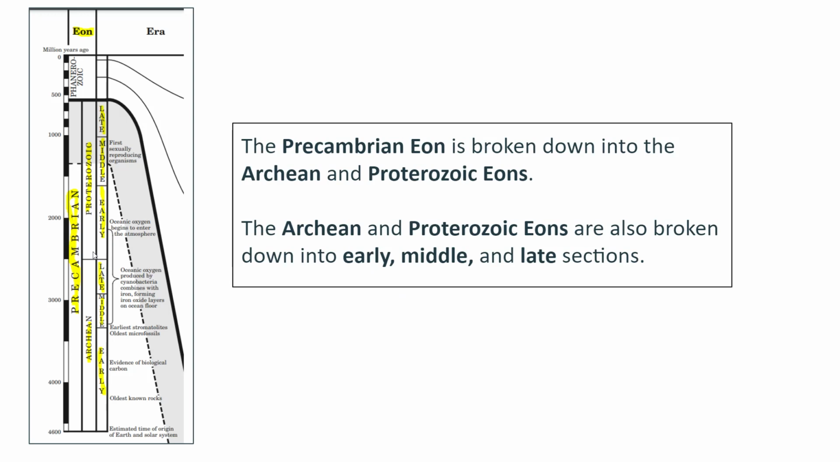So, the Precambrian eon is our oldest eon, and it can be further divided into smaller eons. The Precambrian eon is also divided into the Archean and Proterozoic eon. The Archean eon is divided into early, middle, and late Archean. The Proterozoic eon is divided into early, middle, and late Proterozoic. So, this helps us divide smaller units of time so we can keep track of the Earth's history.